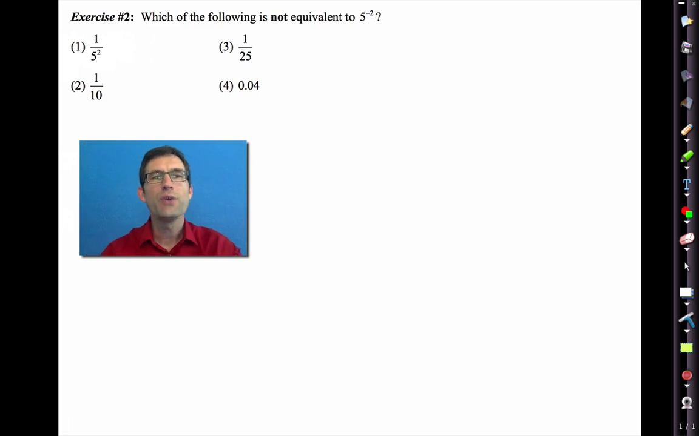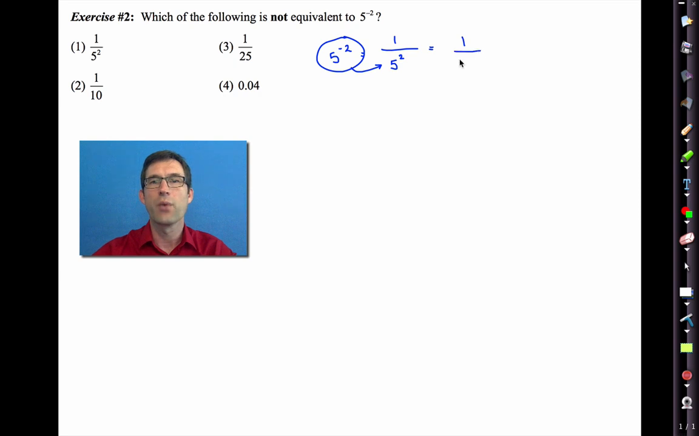Exercise number 2. Which of the following is not equivalent to 5 to the minus 2? Well, what we just learned was that 5 to the minus 2 is the same as taking the number 1 and dividing it by 5 squared. Notice how when this thing goes in the denominator, suddenly that power becomes positive. Well, 5 squared is 5 times 5, or 25, so 1/25. So clearly this is equivalent. So that's not the one we're looking for, right? It's also equal to 1 over 5 squared. Now, here's the one that it's not equal to, 1/10.